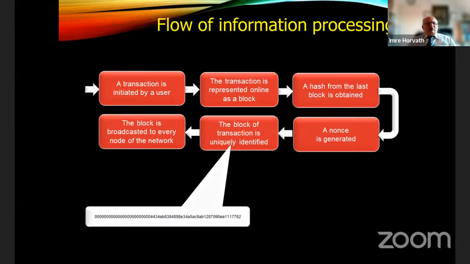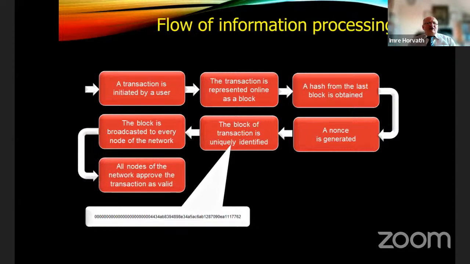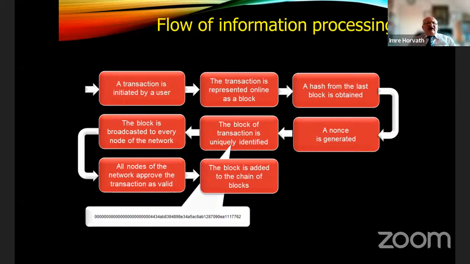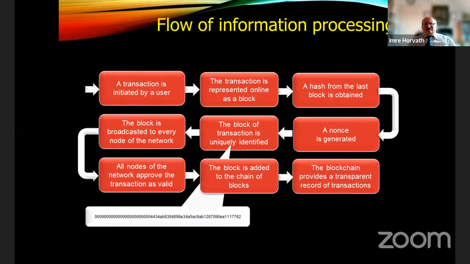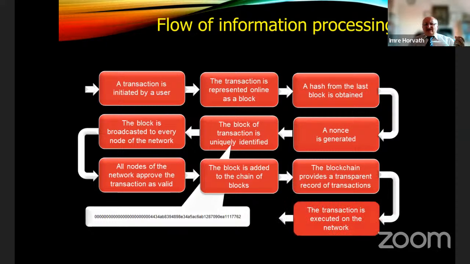Then the block is broadcast to every node of the network, and all nodes of the network are requested to approve the transaction as well. When everybody agrees on the genuineness of that particular block, then the block is added to the existing chain of blocks, and the blockchain provides a transparent record of the transaction. And the transaction is executed on the network. So this is the process, rather complicated, not so easy to implement without failures, but actually there are already open programs which can be used for certain development.